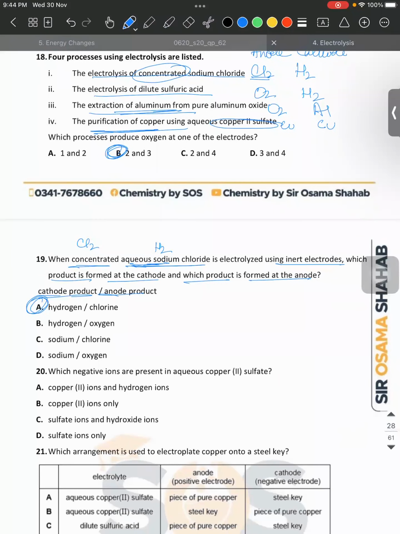Which negative ions are present in aqueous copper sulfate? We know that we did this earlier as well, sulfate and hydroxide ions. So the C will be the right answer. Is that clear, every one of you?